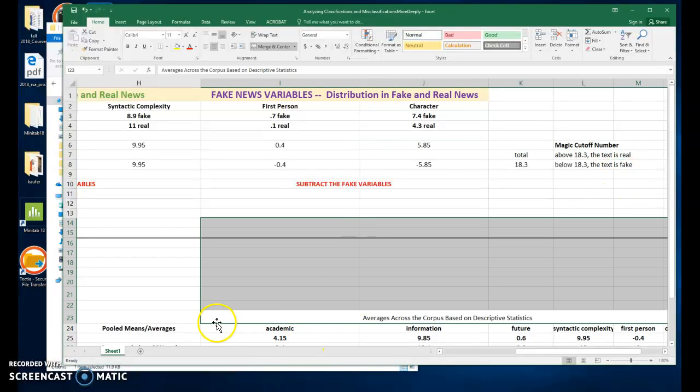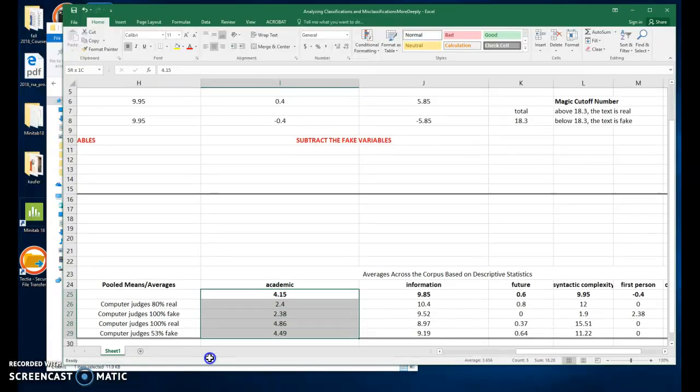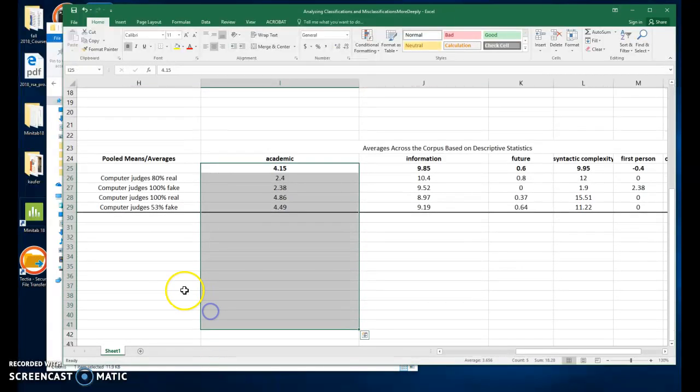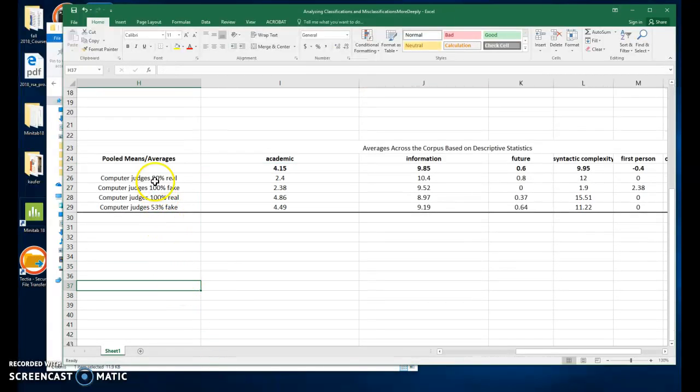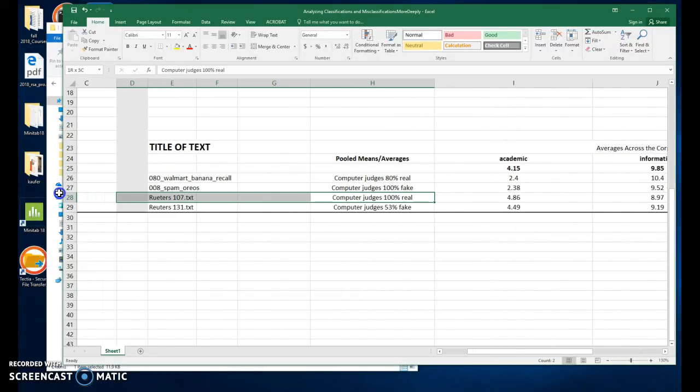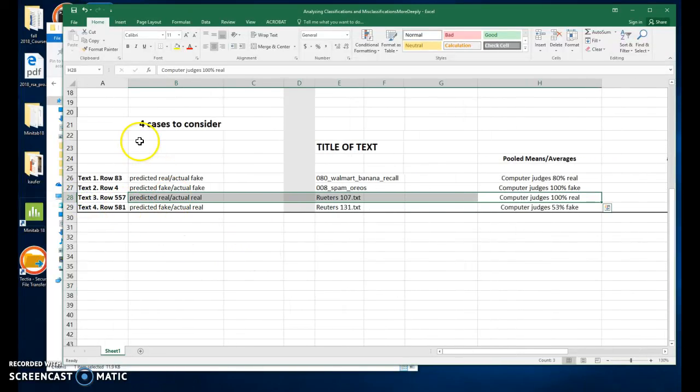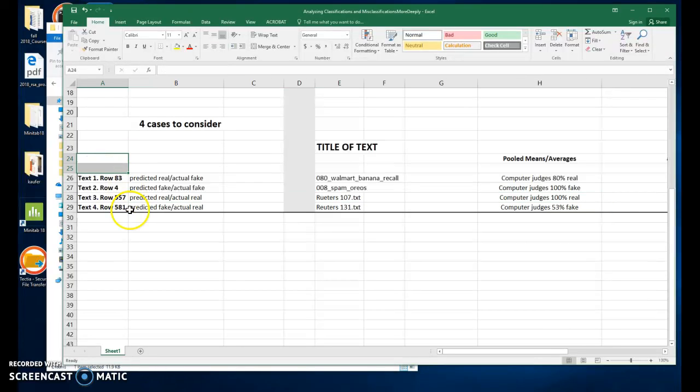So now here are the four texts I want you to actually look at. And I've selected them so they'll work. I put down the averages here so you can see them again and don't have to recopy them. Averages across the corpus based on descriptive statistics. In your write-up, I want you to look at four different texts, and I've selected the texts. There's row 83. You don't have Minitab, so you don't have to worry about this. I've identified the text for you.